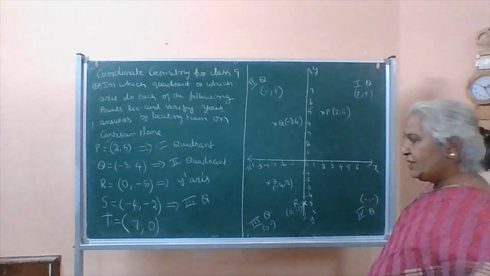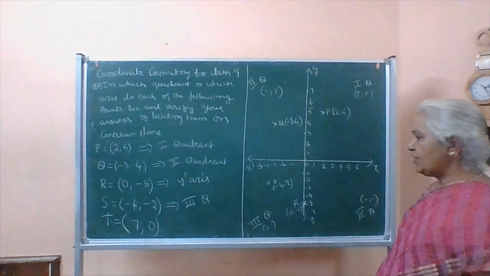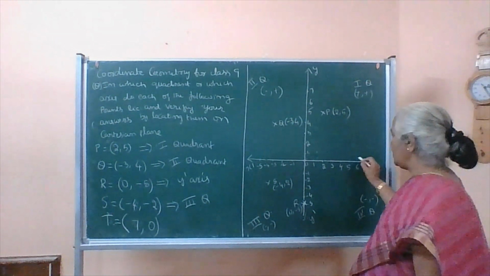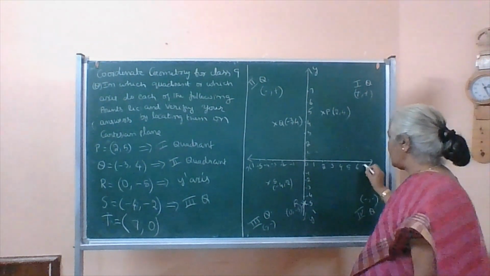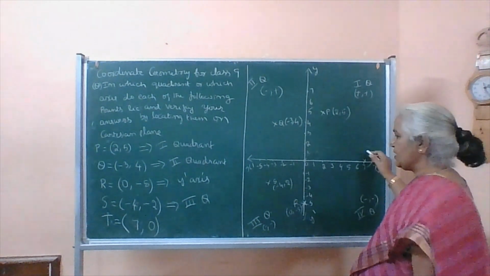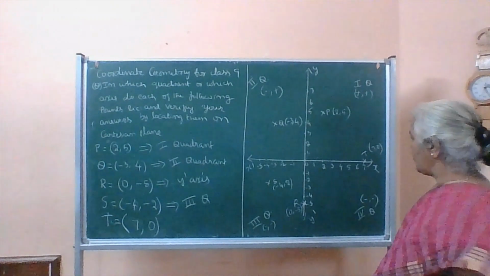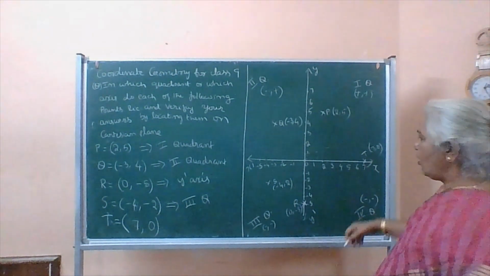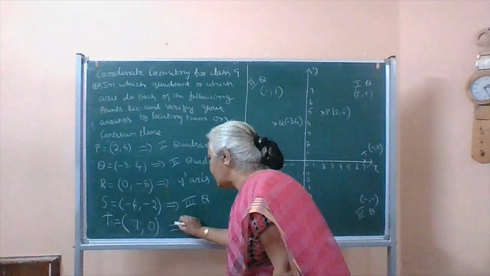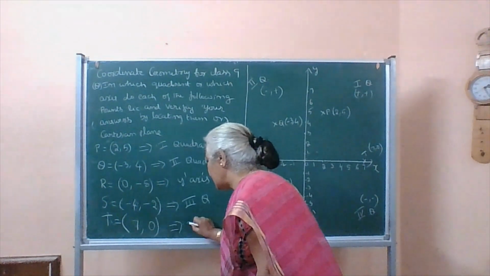And the next is T. X is 7 and y is 0. It comes here, that is (7, 0). It comes on the x axis.